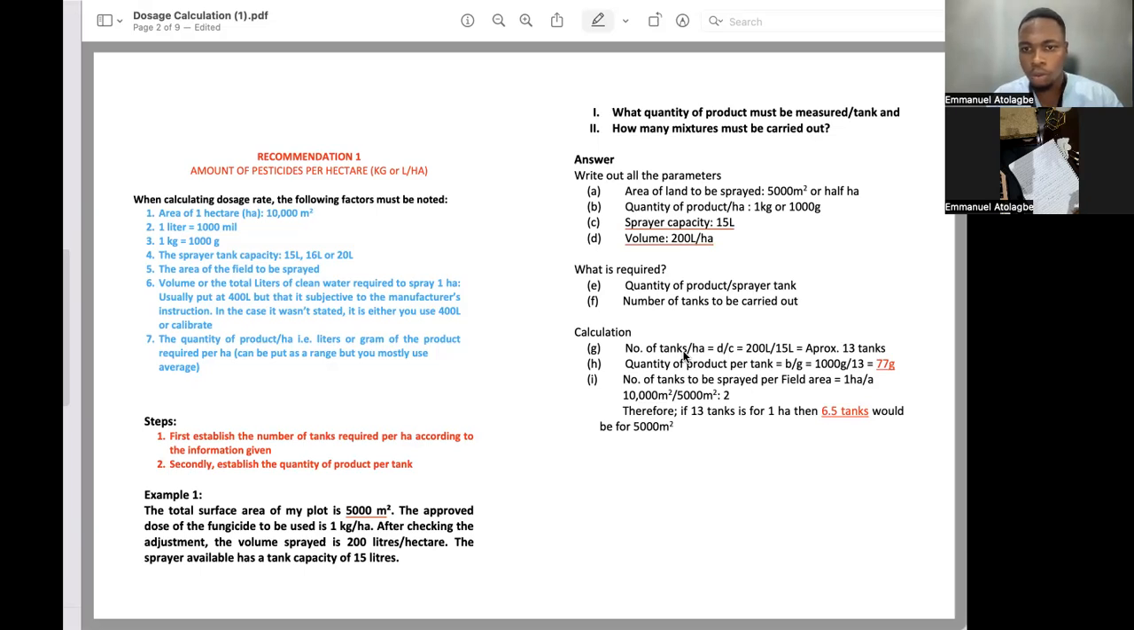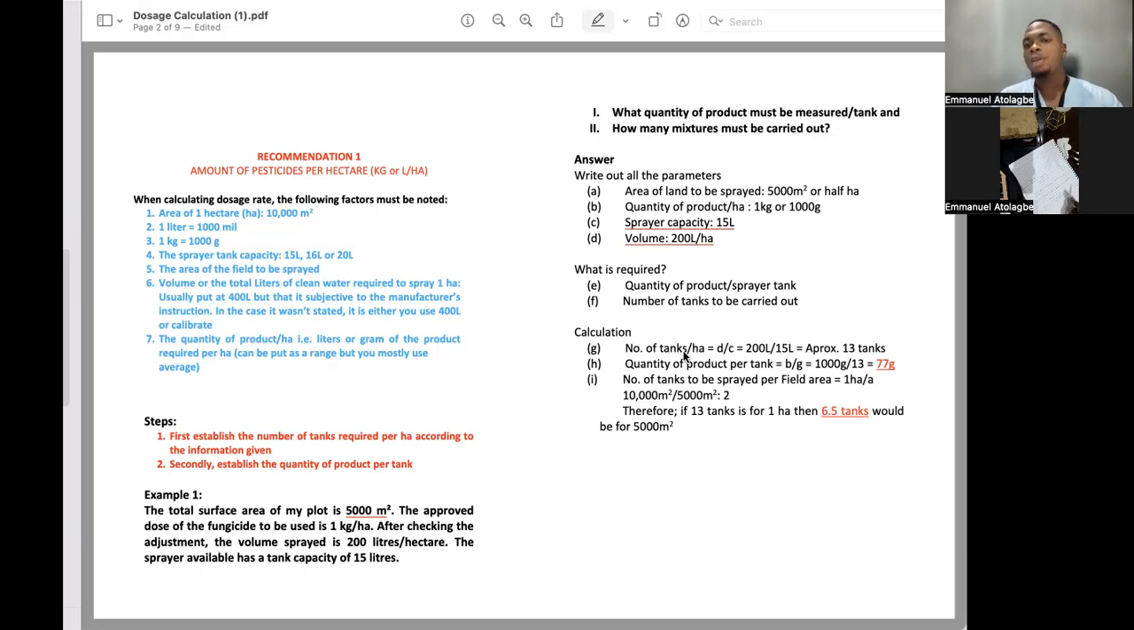So what would you do? 1,000 grams divided by 13 will give you 77 grams of the pesticide. Do you understand? So now you have 13 tanks that will saturate the area. 1,000 grams will saturate 13 tanks. That is 1,000 grams for that 200 liters.